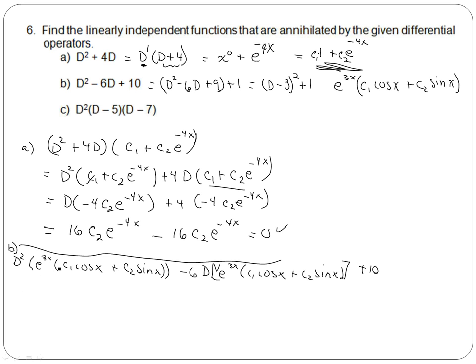Here, when I apply the derivative, I need to use the product rule, and I'll still be left with one derivative left. So doing my derivative the first time, taking the derivative of e to the 3x will give me 3e to the 3x, and then the c1 cosine x plus c2 sine x just carries along. Plus e to the 3x times what I have inside parentheses. The derivative of c1 cosine x plus c2 sine x is going to be negative c1 sine x plus c2 cosine x.